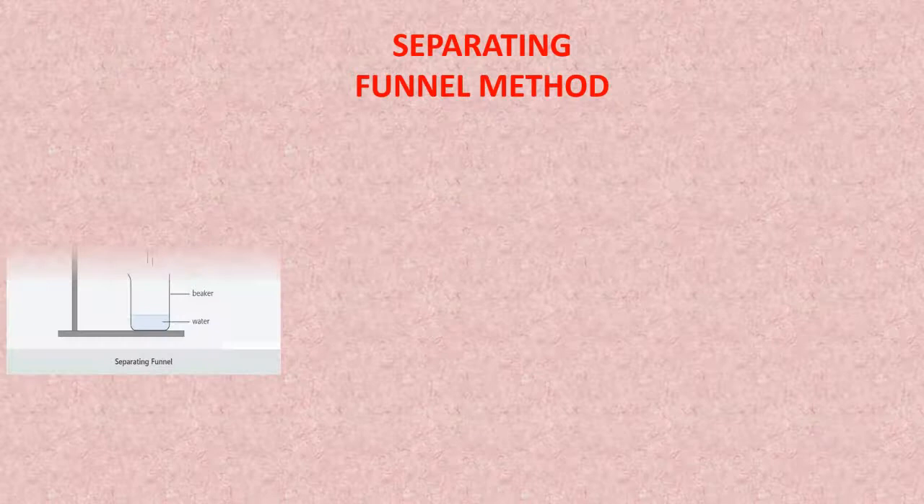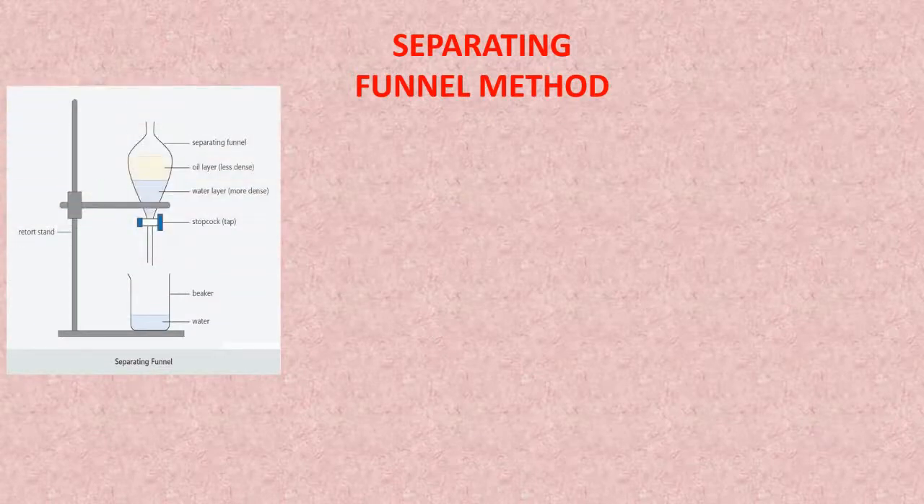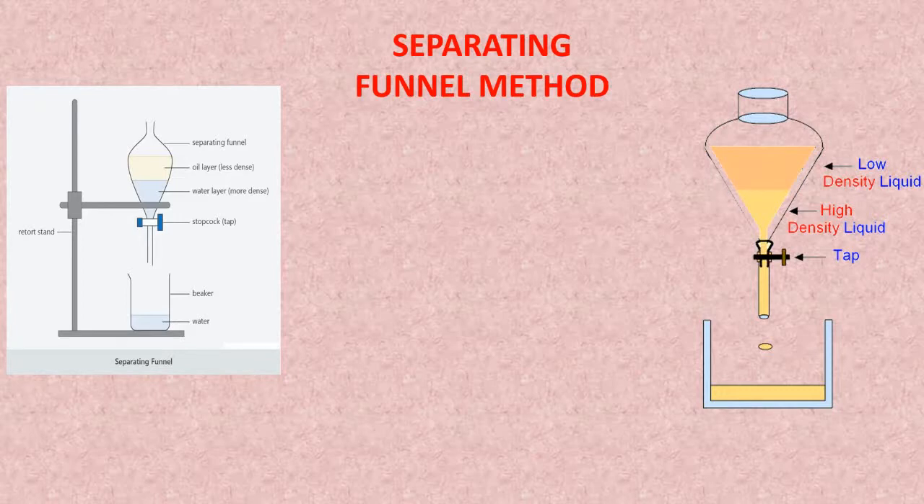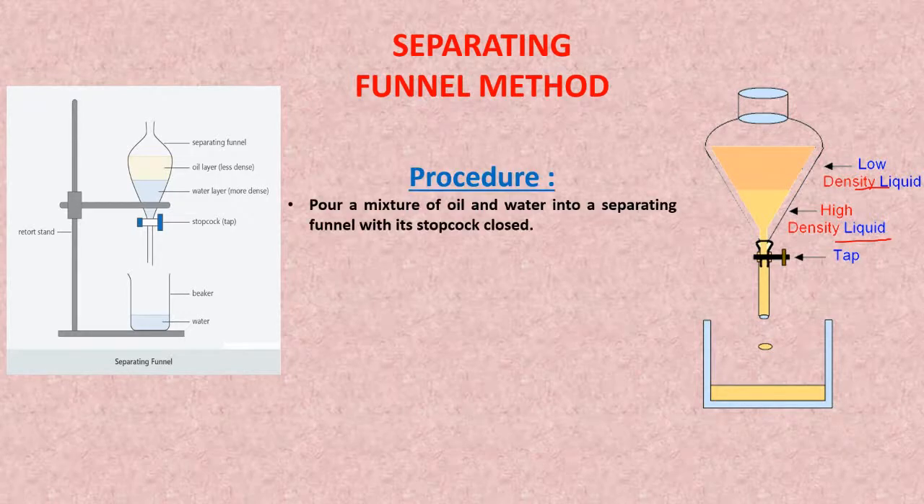The procedure and observation of the separating funnel method is as follows. This is the apparatus of the separating funnel, and we know that the high density liquid, that is water, has taken the bottom position, and the low density liquid, oil, is floating on the water. Let us understand the procedure. We are going to pour a mixture of oil and water into a separating funnel with its stopcock closed. Now here there is a tap or a stopcock. We are going to close this tap, and oil and water are poured in this funnel.